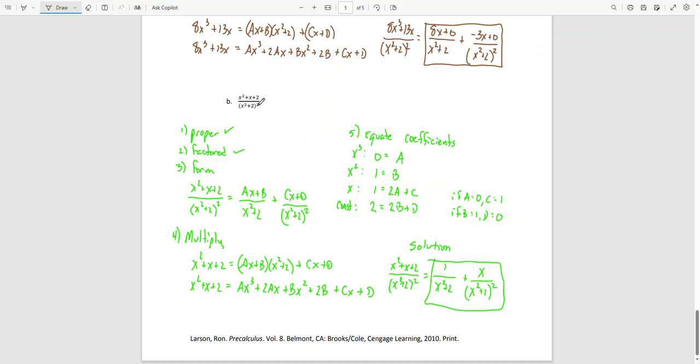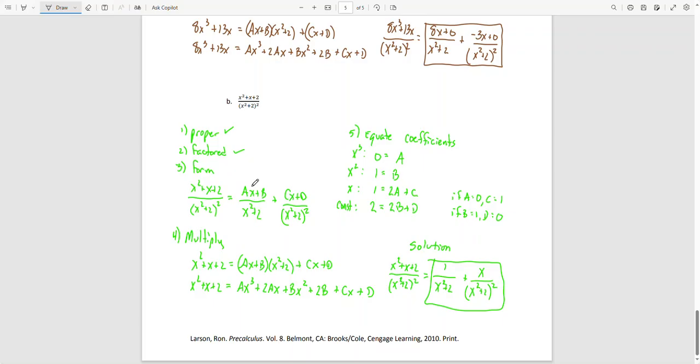X squared plus 2 all squared. Again, same denominator. That's a fourth power on the denominator. So it's a proper fraction. It's already factored. And we'll have the same form as last time. The only thing different is over here in our numerator. X squared plus x plus 2 all over x squared plus 2 squared. X squared plus 2 to the first power. X squared plus 2 to the second power.